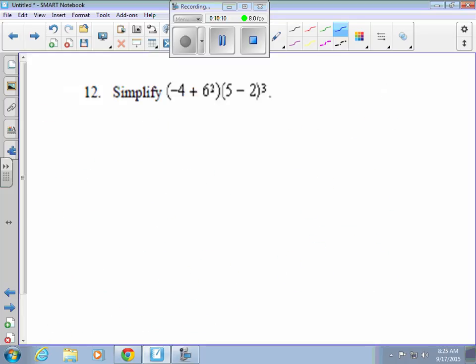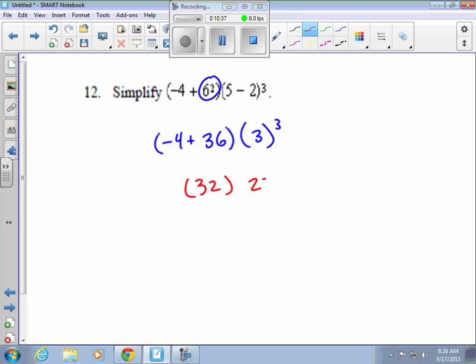Number 12 says to simplify this one. Inside your parentheses, order of operations says you've got to do this first. 6 squared is 36. So you have negative 4 plus that, and it's in parentheses, times 5 minus 2 is 3 to the third power. So we have negative 4 plus 36 is positive 32, times 3 to the third power. 3 times 3 is 9, times 3 is 27. So you have 32 times 27.